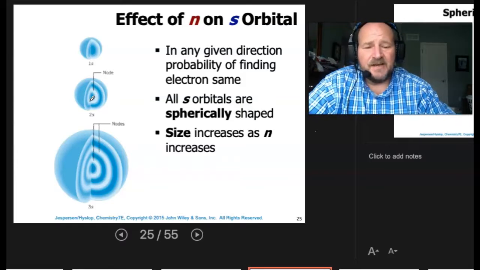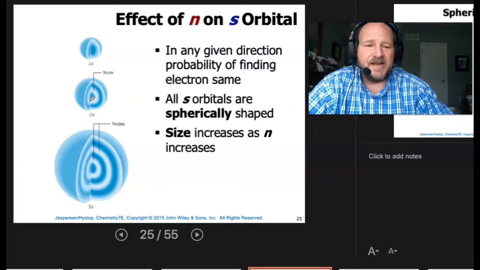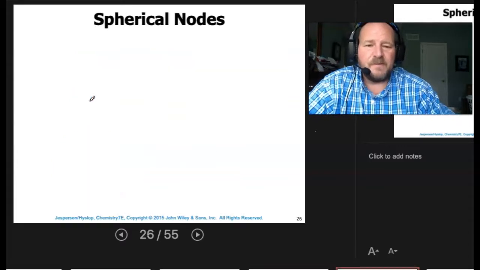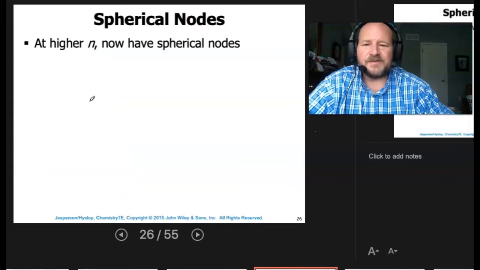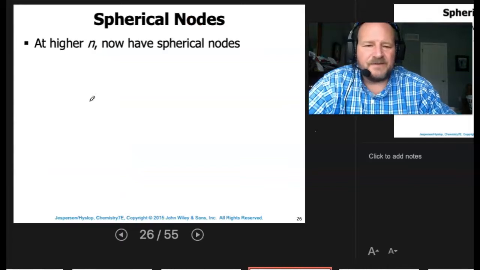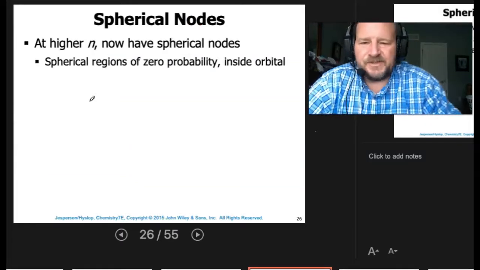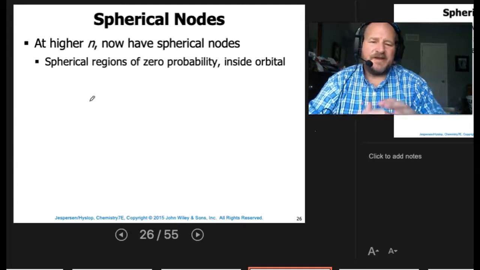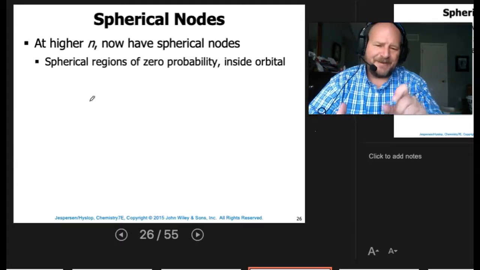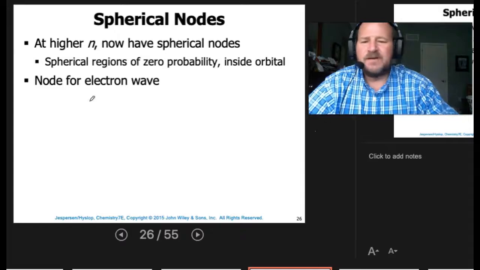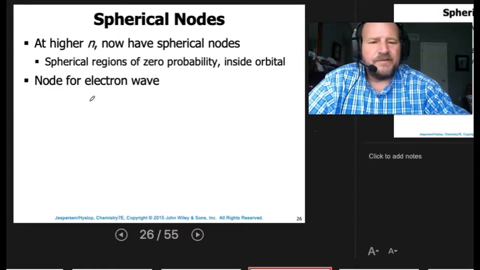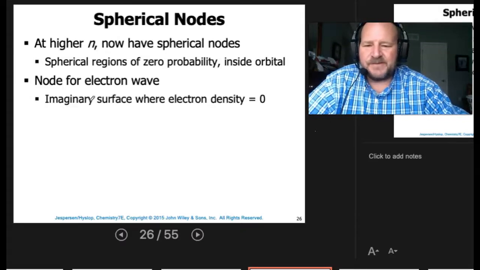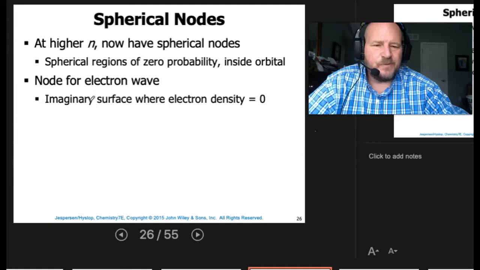Now, the size is going to increase as n increases. Remember, you're going to have these spherical nodes. So at higher n, we now have spherical nodes, spherical regions of zero probability inside the orbital. In other words, the 1s and the 2s don't overlap. They get a gap in there. This is the node for the electron wave. It's an imaginary surface where the electron density will equal 0.